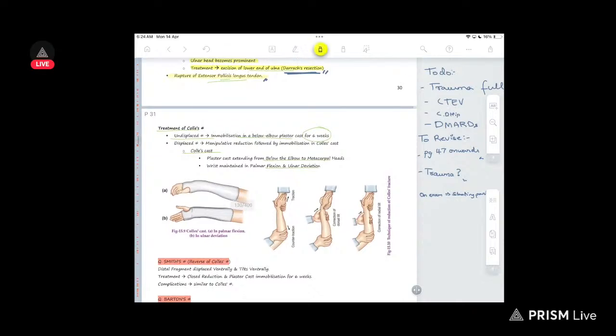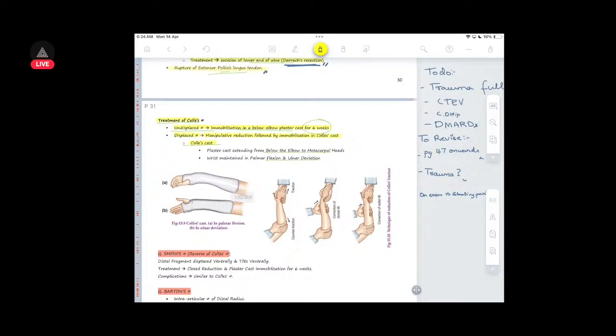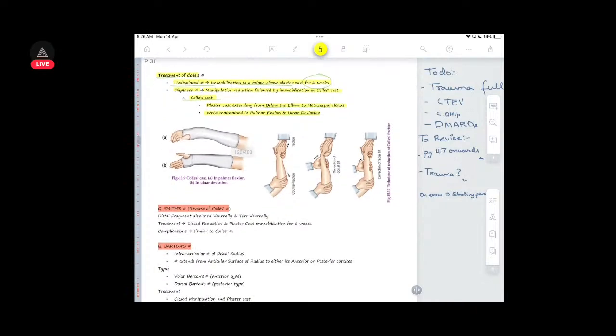So treatment of Colles fracture: for an undisplaced fracture, you immobilize in an above-elbow plaster for 6 weeks. For a displaced fracture, you do manipulative reduction followed by immobilization in a Colles cast. A Colles cast is a plaster extending from below the elbow to the metacarpal heads, and the wrist is maintained in palmar flexion and ulnar deviation. So you provide traction and counter traction. First you correct the dorsal tilt, then you correct the radial tilt.